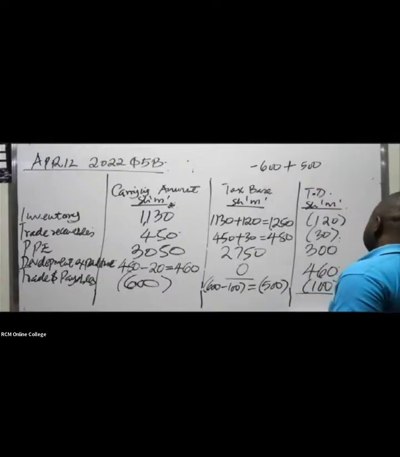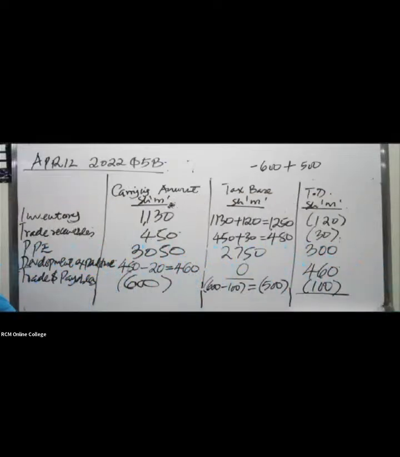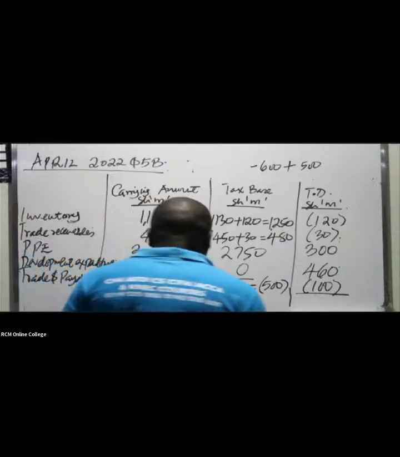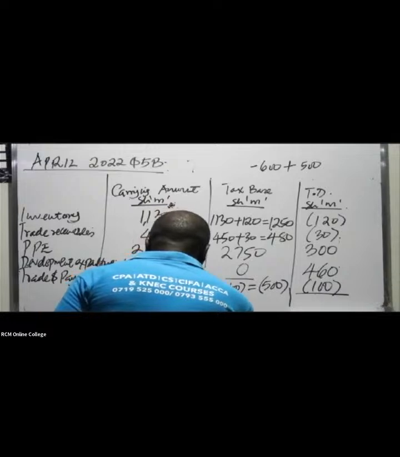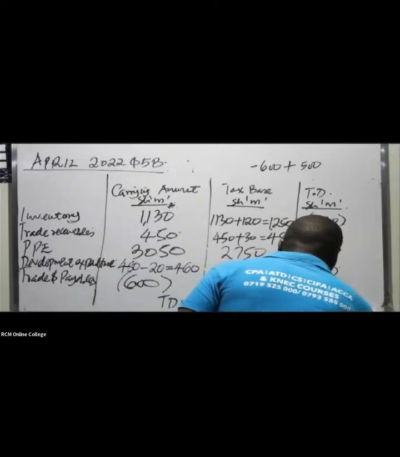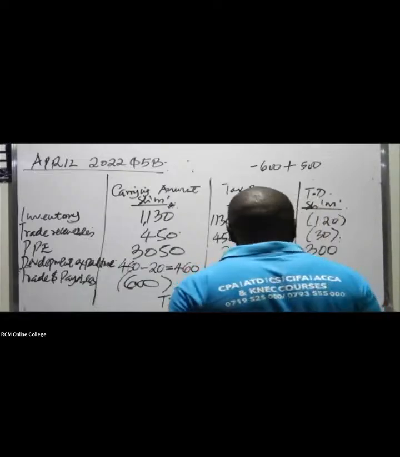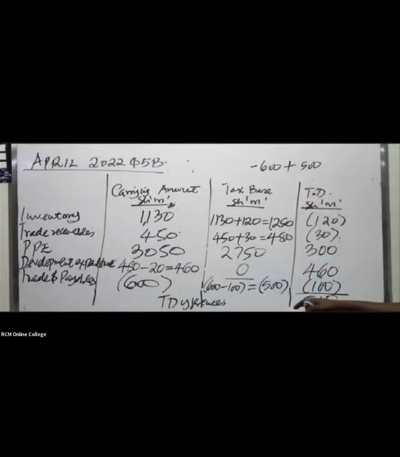So it means in this case, the total temporary difference is how much? You need to add 120 plus 30 plus 300 plus 460 plus 100, negative 100. You get what? There's a figure you should be able to get down there. You get 510. You get a temporary difference of an amount of 510. So this one is what we call what? Taxable temporary, because it is positive.